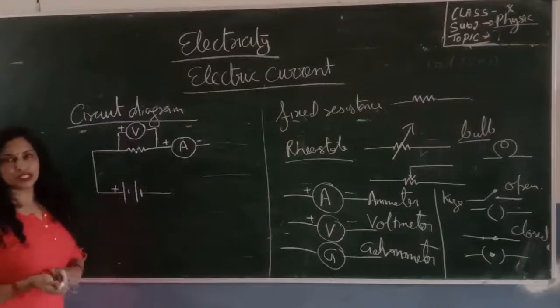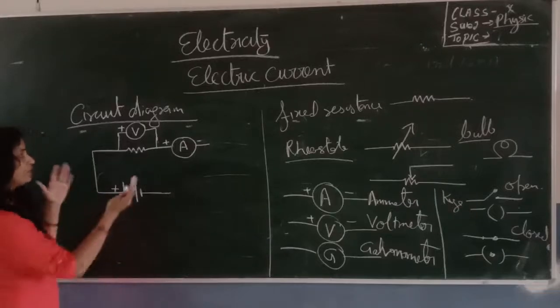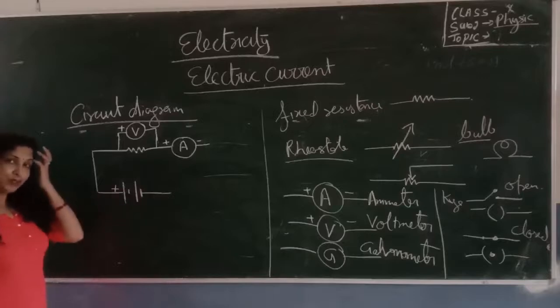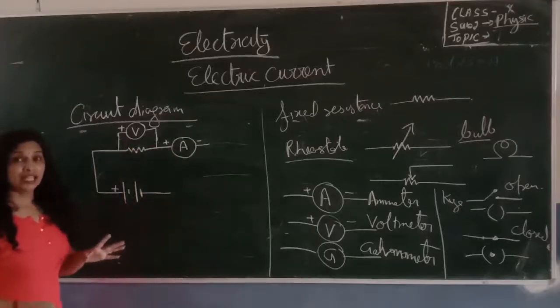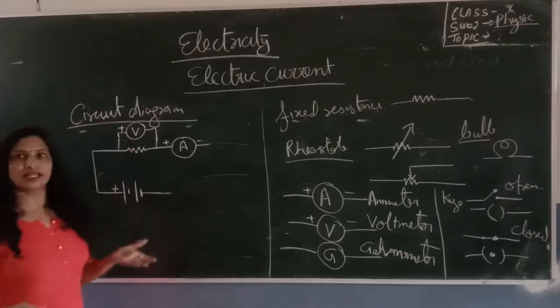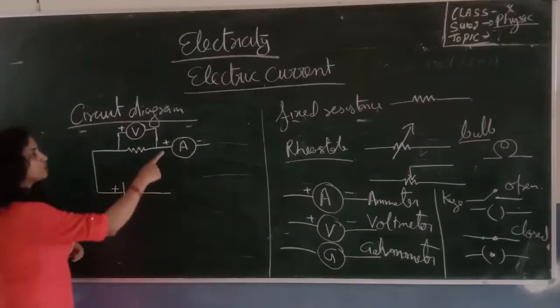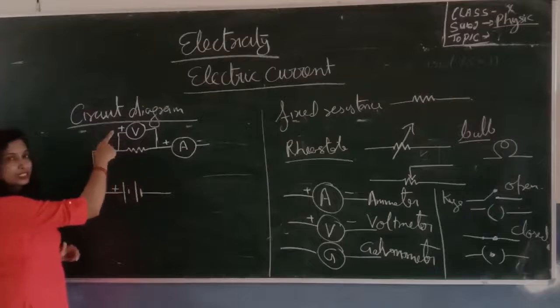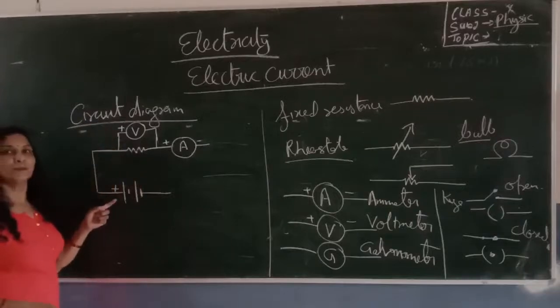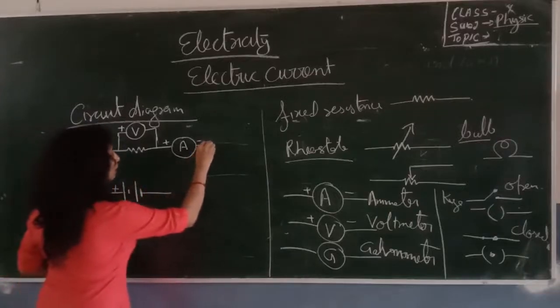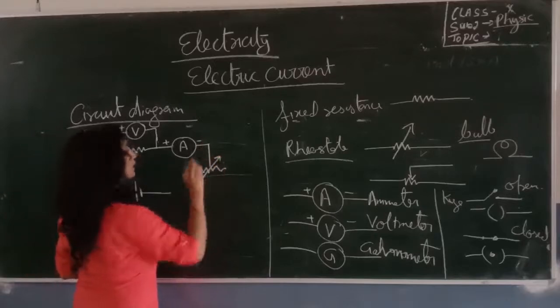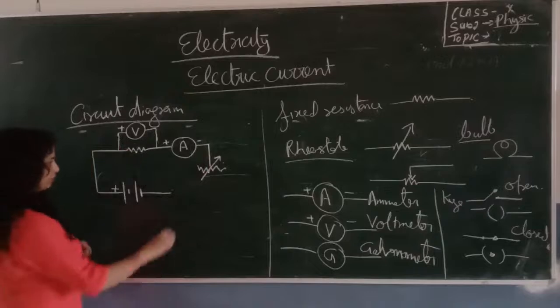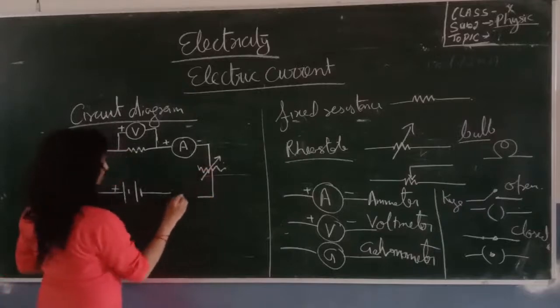In MCQ questions, you get such types of questions in which you have circuit diagrams with wrong connections of ammeter or voltmeter, and it will ask which connection is correct. So you should know that the positive terminal of the ammeter as well as the voltmeter should be towards the positive terminal of the battery. Okay, now this is the reverse state. We can also represent it like this. And then key.